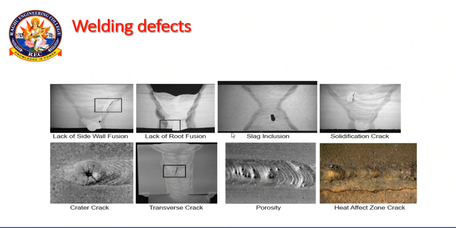Some defects we can identify with visual examination, but majorly with radiographic testing we are going to identify the defects in the welds.